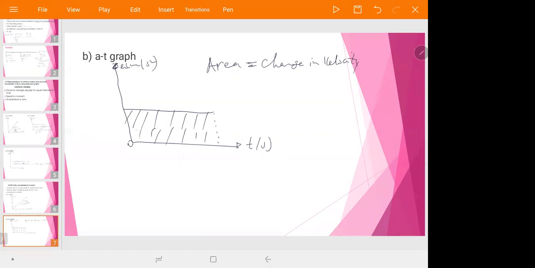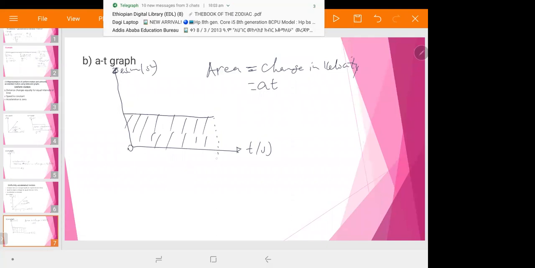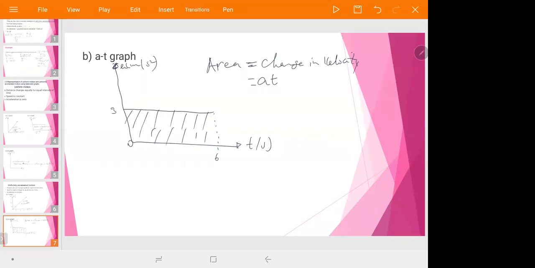Velocity is equal to acceleration times time. Assume your initial velocity is 0. Therefore, change in velocity means acceleration times time. For example, if this one is around 6 seconds, and at this point we have 3 meters per second square, what is your area, or what is your change in velocity? For example, assume acceleration is equal to 3 meters per second square, and time is equal to 6 seconds.